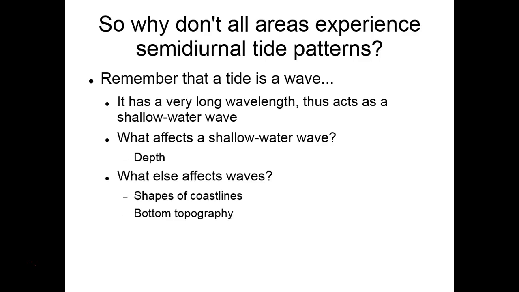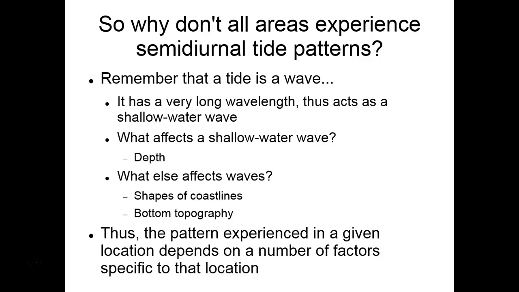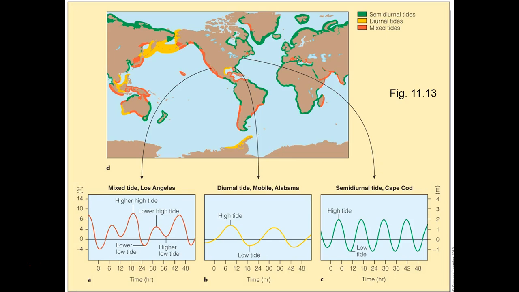What else affects waves? Well, the shape of the coastline, remember we talked about that, and also the topography of the bottom. If there is a canyon, or if there is an underwater seamount or anything like that, or how fast the shoreline drops off, all of those things are going to affect the way that the tide travels. Thus, the pattern experienced in a given location depends on a number of factors that are specific to that location.